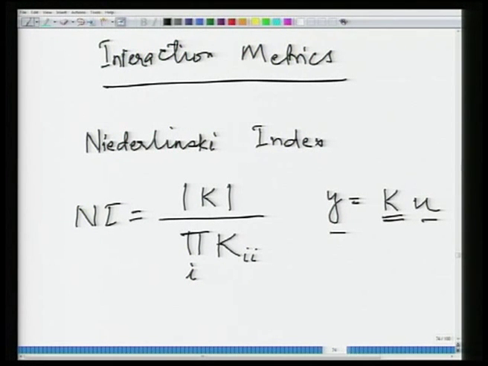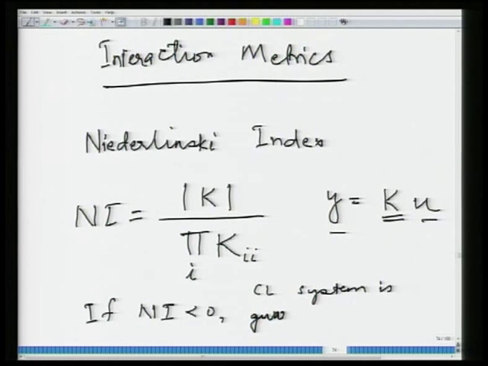And what we said was that if the Linsky index is less than 0, closed loop system is guaranteed integral unstable. So, this is actually a tool for discarding input output pairings that would be unstable because of unfavorable interaction.